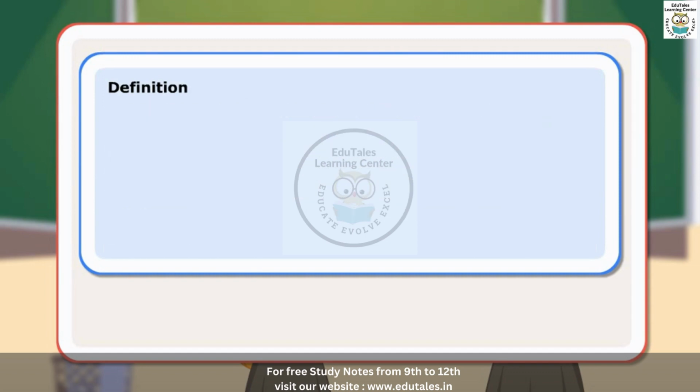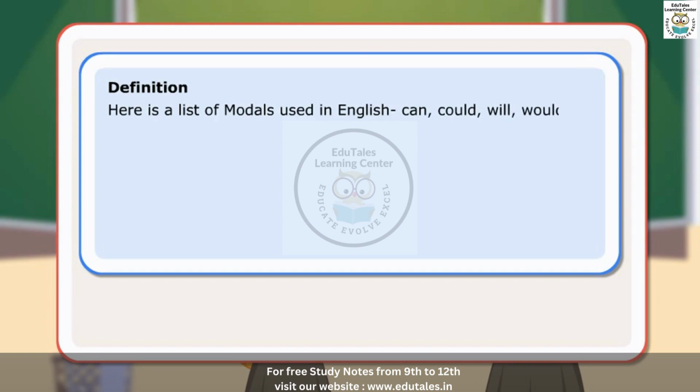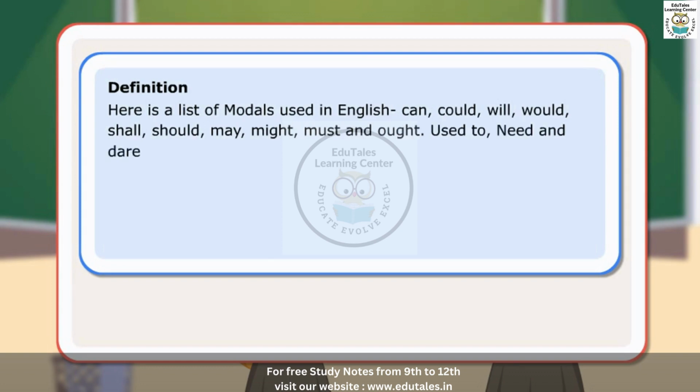Here is a list of modals used in English: can, could, will, would, shall, should, may, might, must, and ought. Used to, need, and dare are also often included in the group of modal auxiliaries.